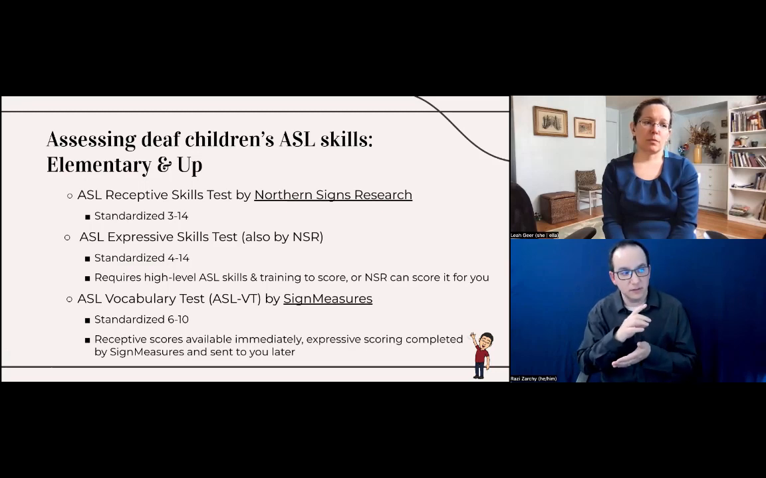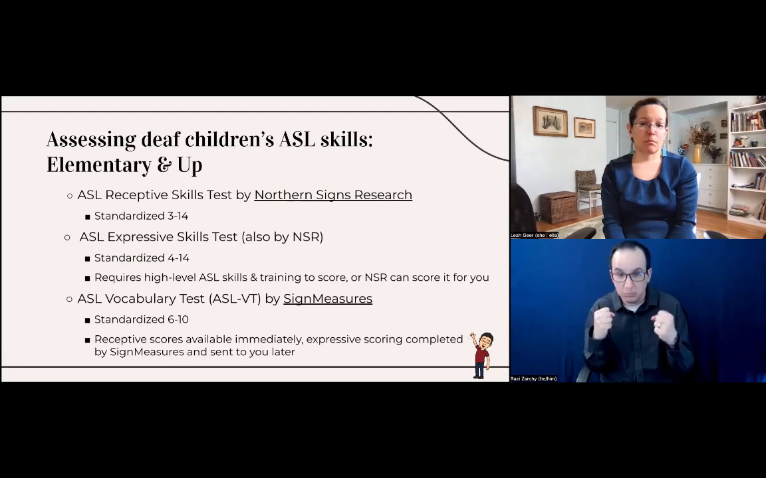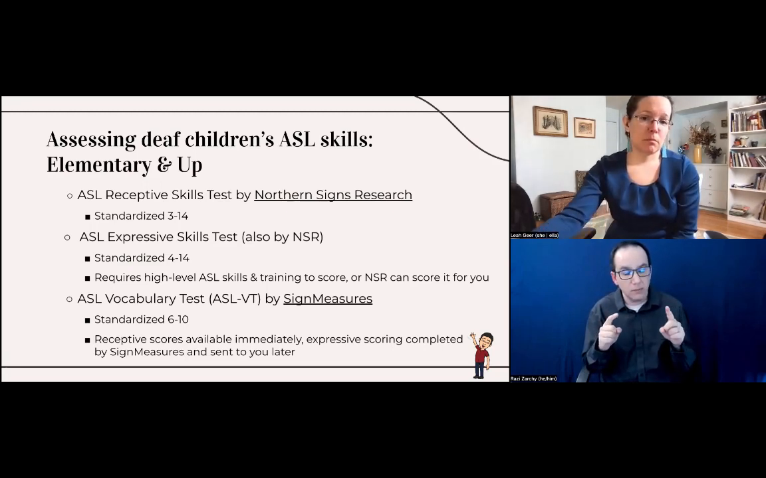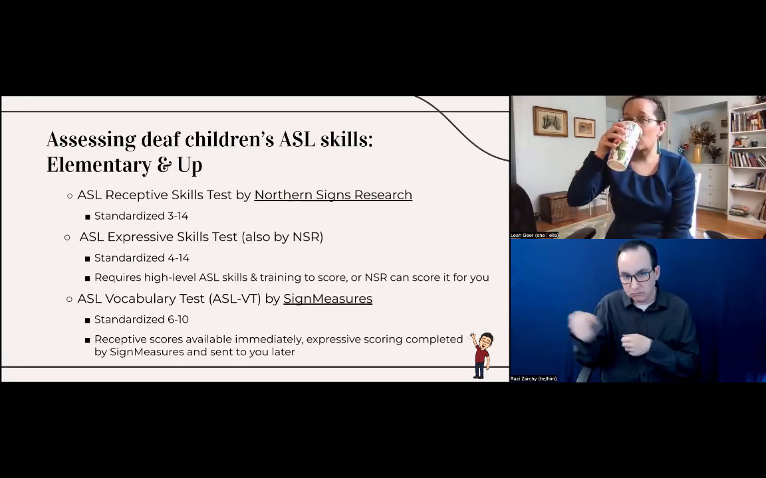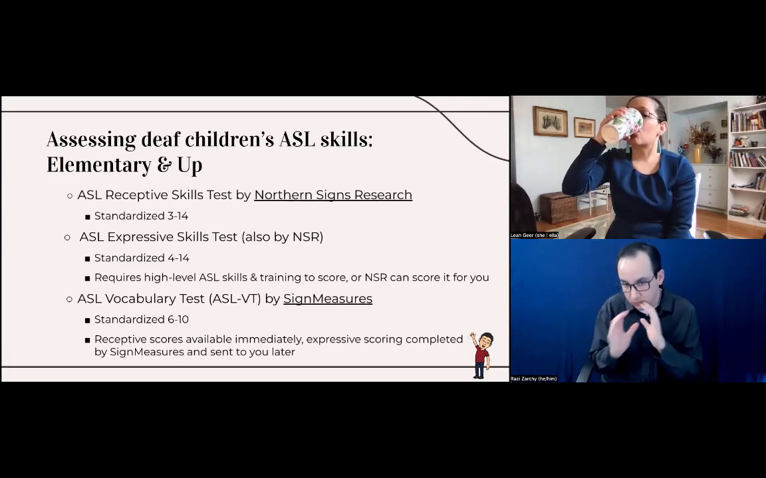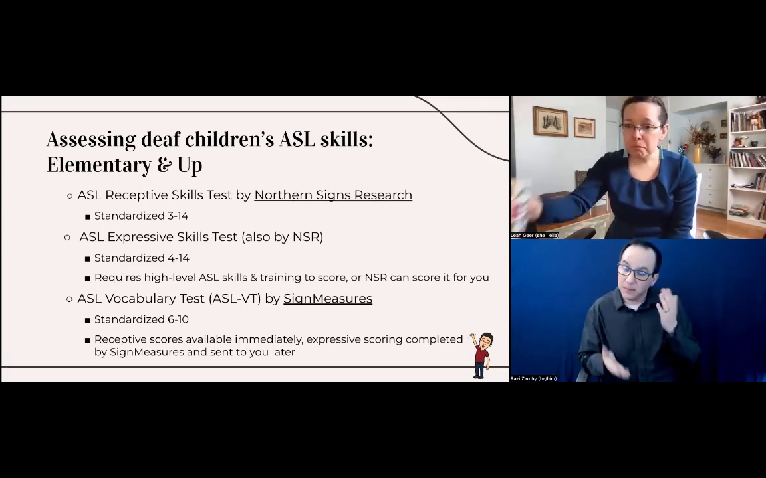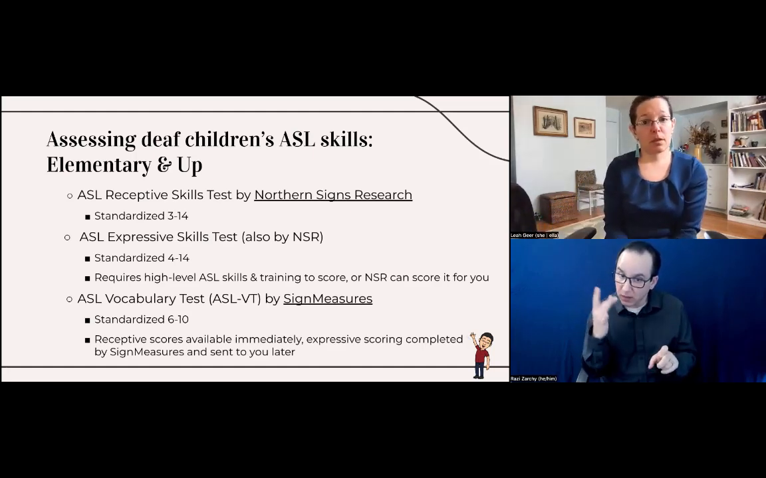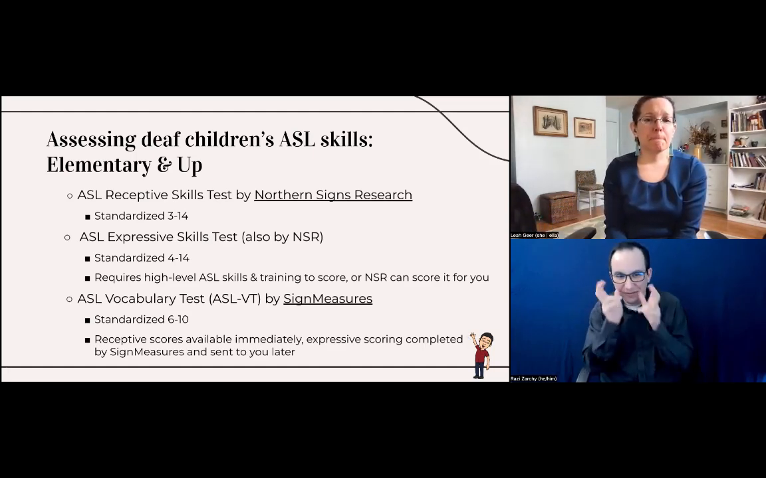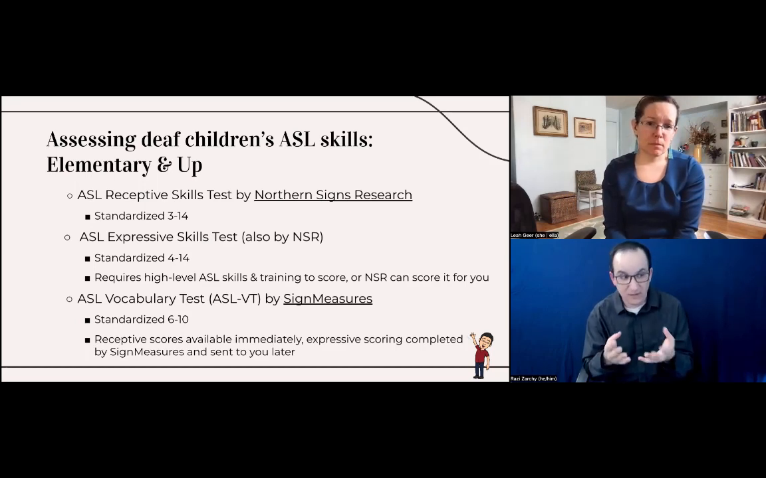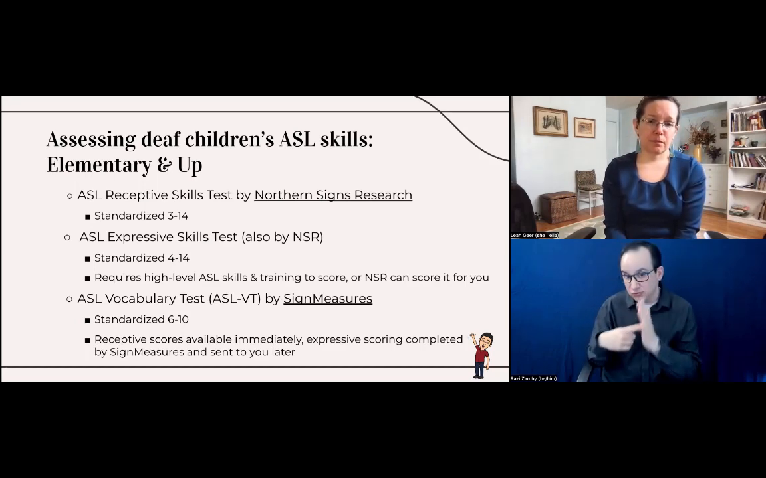The Northern Signs Research, that's receptive and expressive, standardized for age 3 to 14. And this assessment is for if you are not fluent in a signed language, you are able to bring in an interpreter to be able to communicate with the child. And you may provide this assessment for a receptive type of assessment.